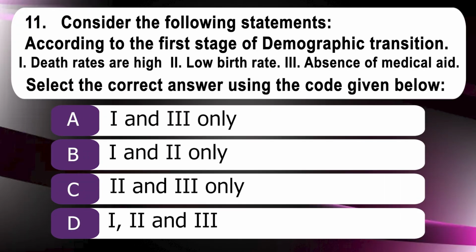According to the first stage of demographic transition, 1. Death rates are high. 2. Low birth rate. 3. Absence of medical aid. Select the correct answer using the codes given below. A. 1 and 3 only, B. 1 and 2 only, C. 2 and 3 only, D. 1, 2 and 3. The correct answer is A. 1 and 3 only.